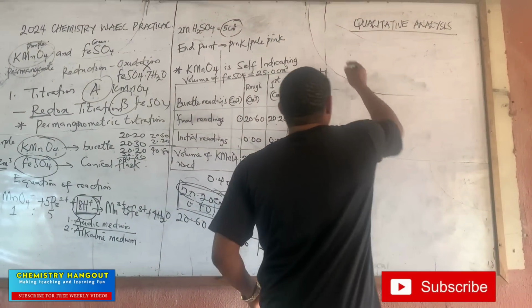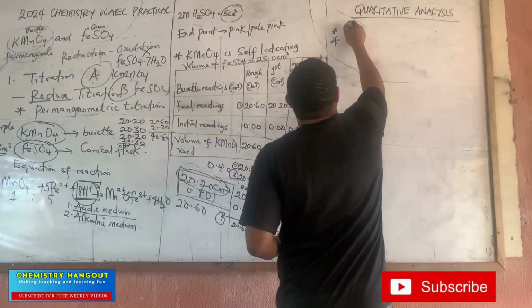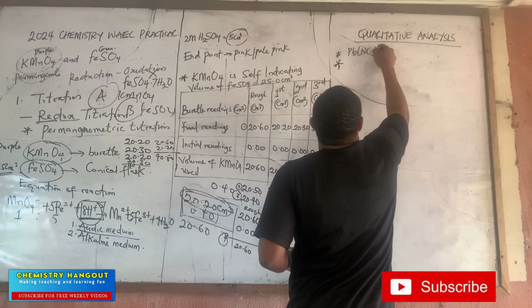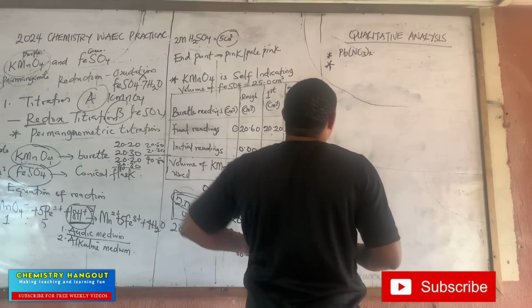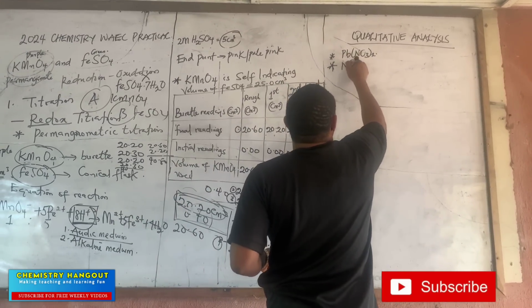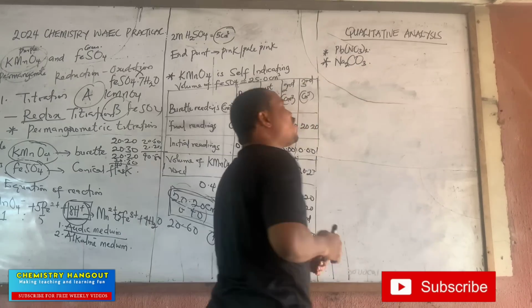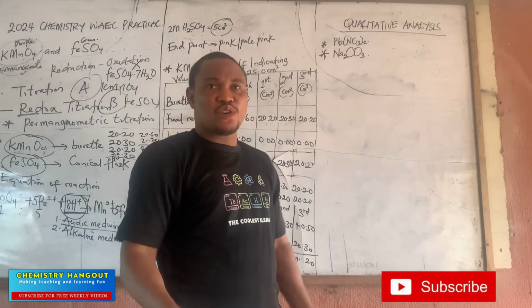So for the qualitative analysis, we are giving 2 inorganic salts. We are giving lead nitrate, and we are giving sodium carbonate. These are the 2 salts that we are giving. Please, I want us to pay attention to this. And I will show just simple thing here. I will show just 1 or 2 things.